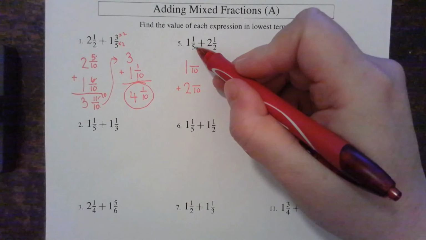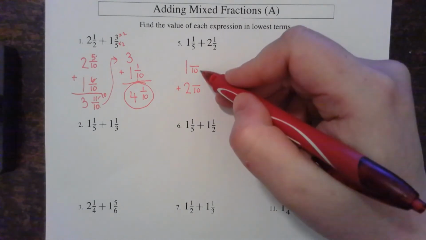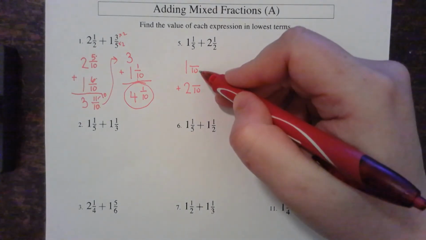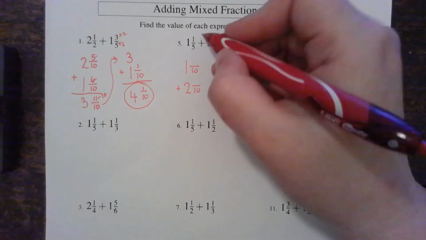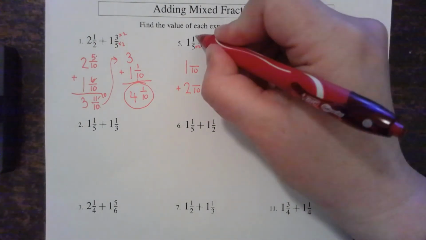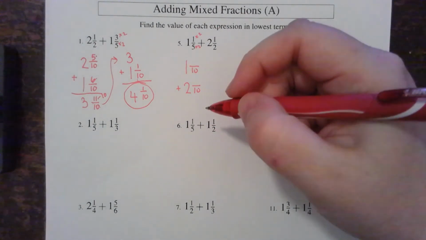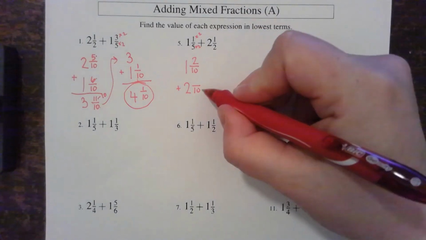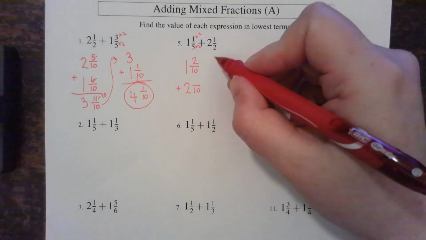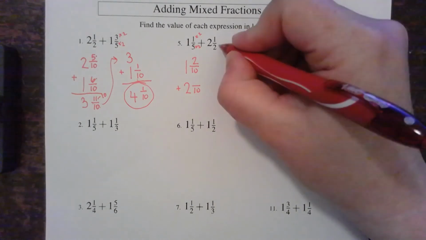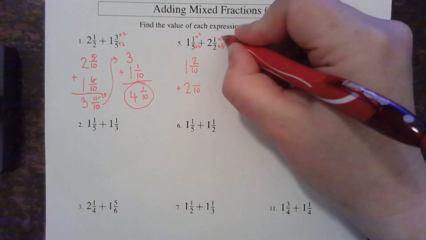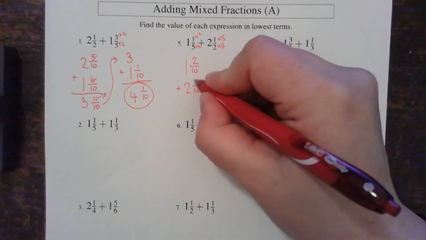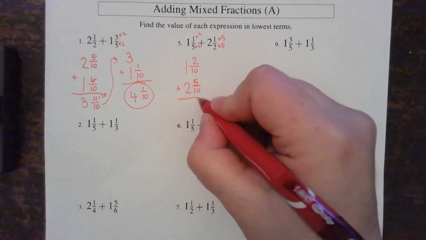Now, what times 5 gives me 10? Well, the answer is 2. So if I multiply this by 2, I have to multiply the top by 2. And 2 times 1 is 2. What times 2 gives me 10? You should have 5. So if I do this, 1 times 5 is 5.